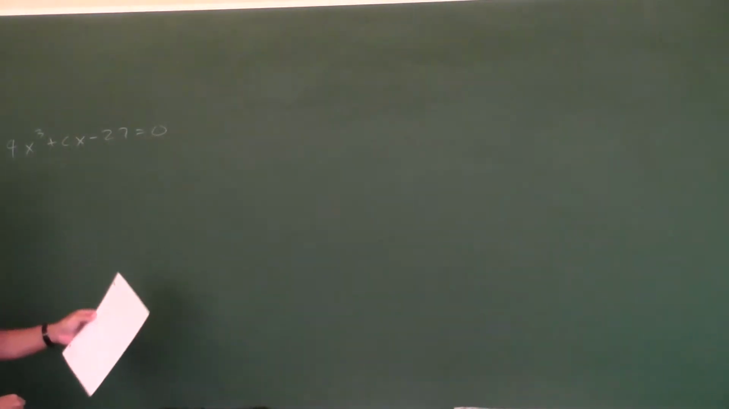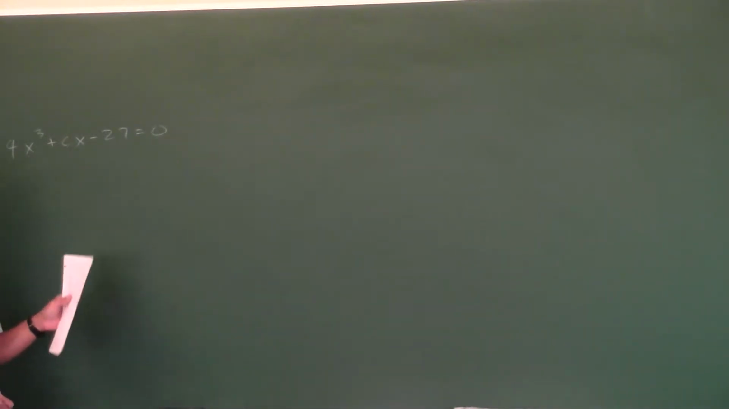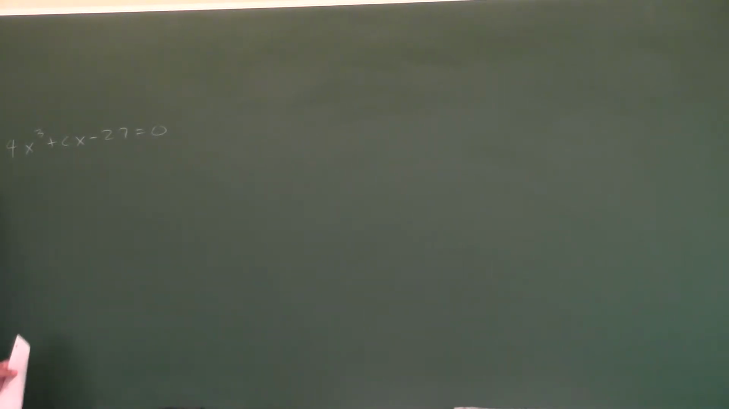I hope you guys are asking all the questions, period, because it's going to be a pain on the test. 4x cubed plus cx minus 27 is equal to 0. This equation has a double root. Okay, how many roots does this equation have? The third power gets 3 roots. And all you know is it has a double root. Find the value of c.